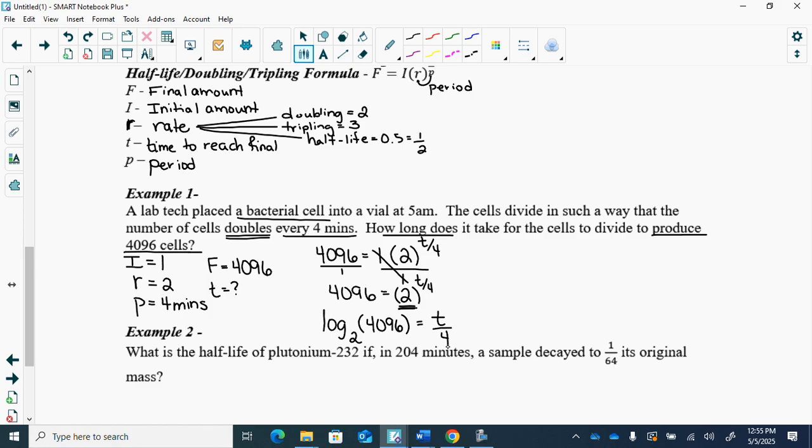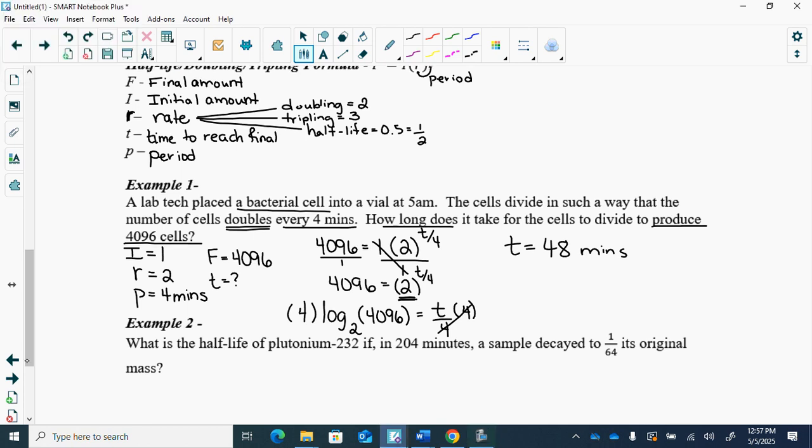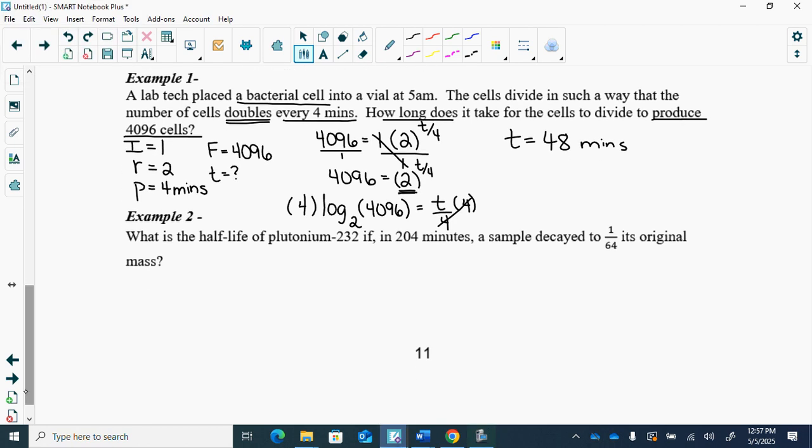How do we get rid of a division of 4? Times it. So T equals. Everyone's trying to type it in. So remember you check your math button first, see if you have that log base button. If you have that, you're going to do that. Everyone's trying it out. It takes 48 minutes for the cell to divide to produce 4,096 cells, right? Okay.